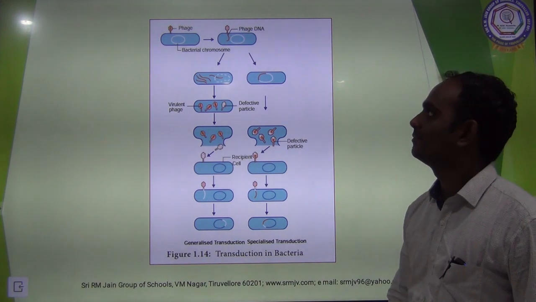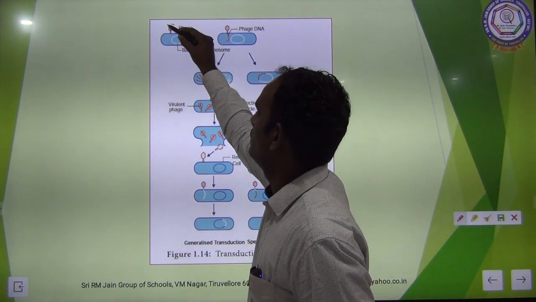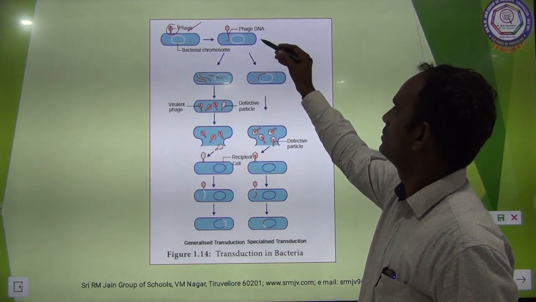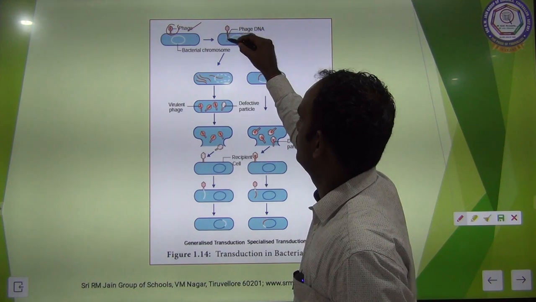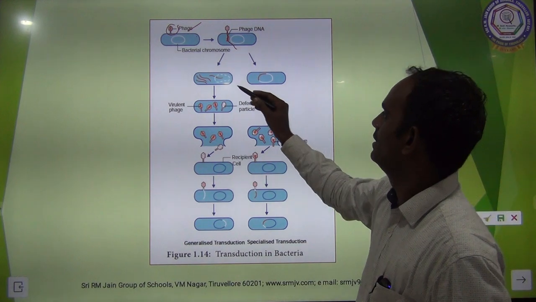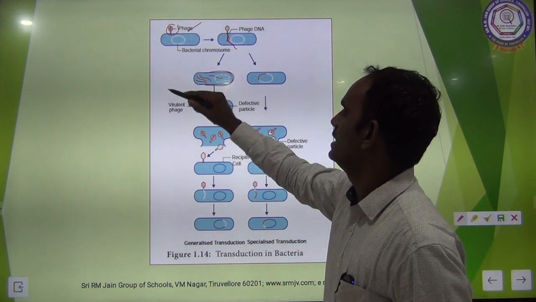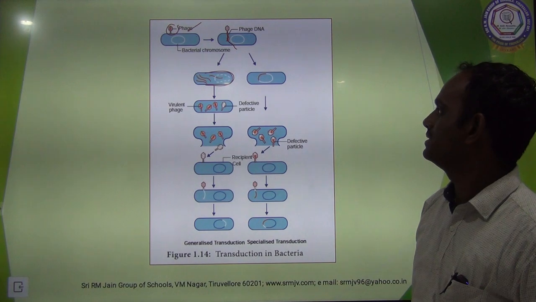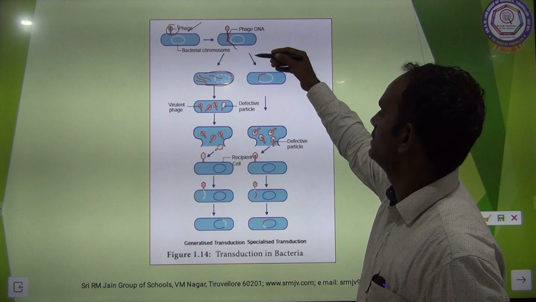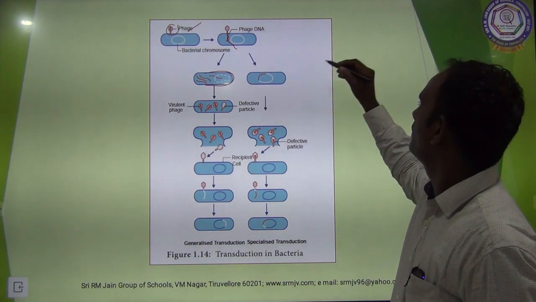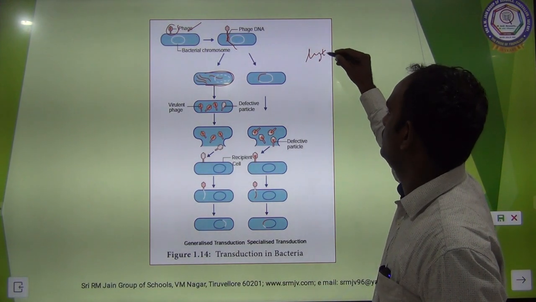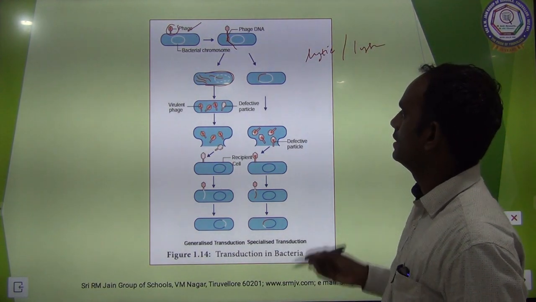See the picture here. This is a bacterial cell. This is a virus, bacteriophage. It is attached to the cell wall. Clear? So penetration of genetic material takes place. See here, it attaches in any region, generalized. You already saw this type of picture in virus, multiplication of virus, lytic cycle and lysogenic cycle. Clear?